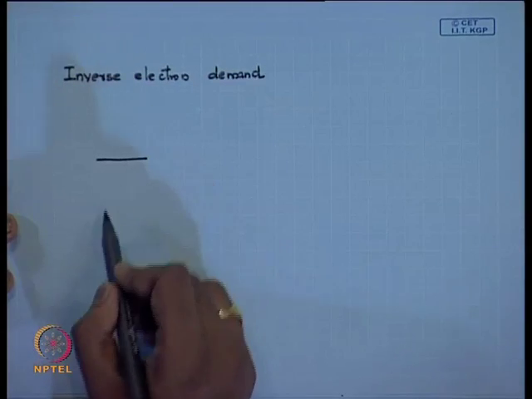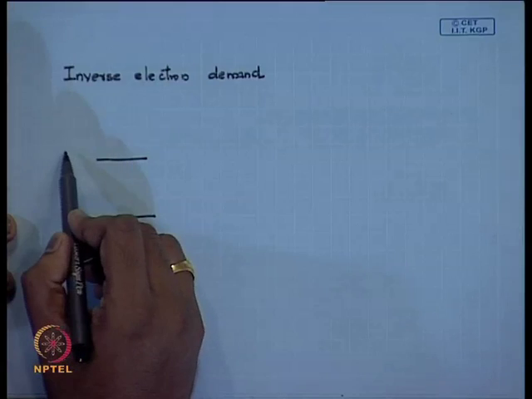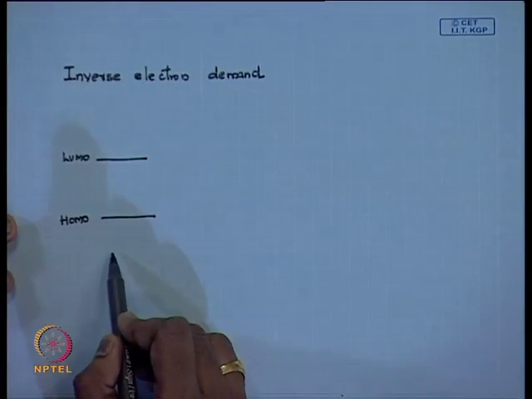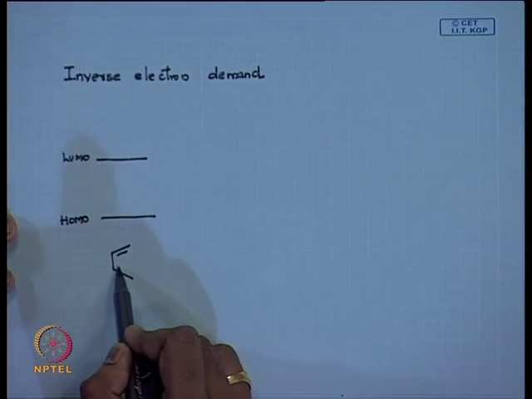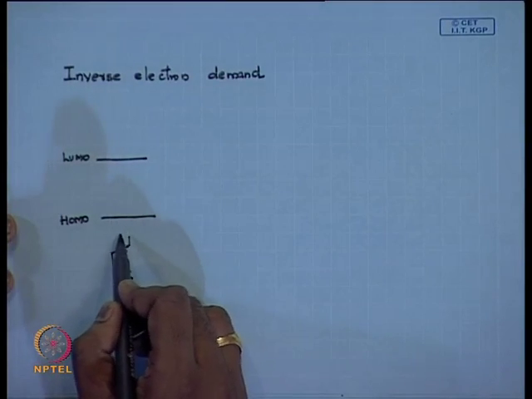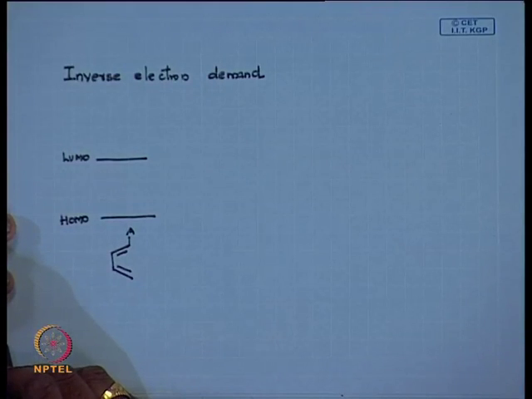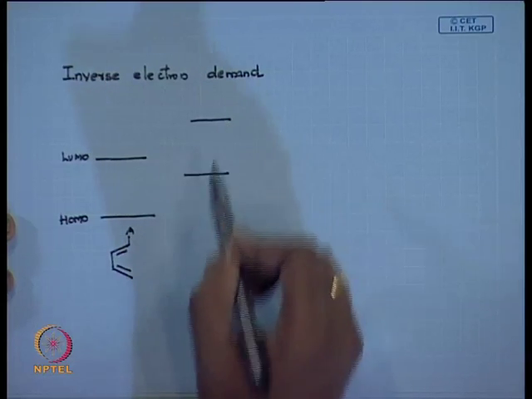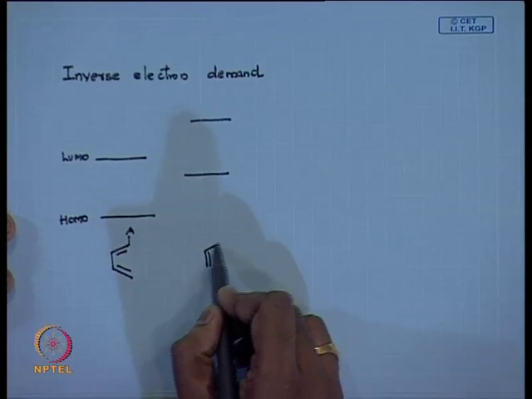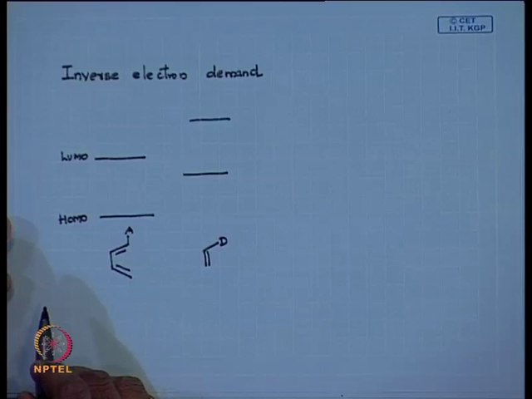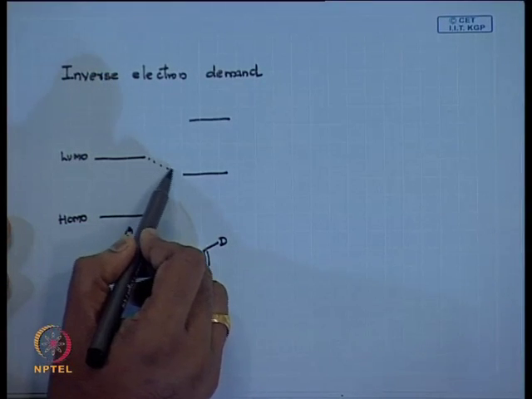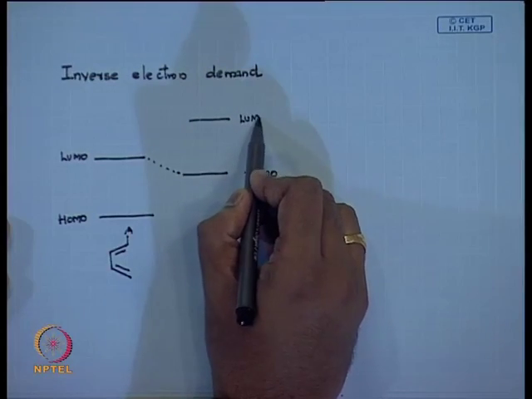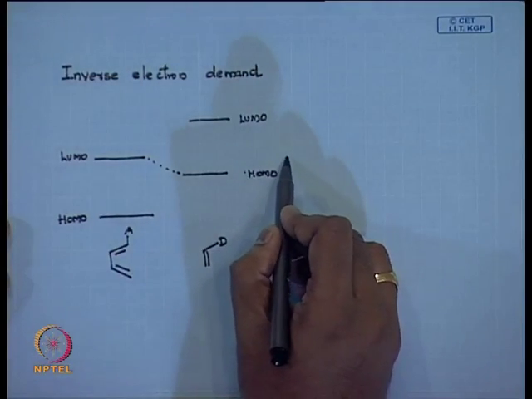Basically, what we are talking about is, I have a LUMO, I have a HOMO. This is a diene, okay, with an acceptor molecule. And if I have a dienophile with a donor, which is completely reversed, now I can talk about this interaction. This is the HOMO and this is the LUMO, and this is your delta E.